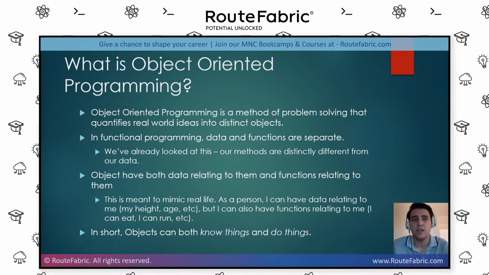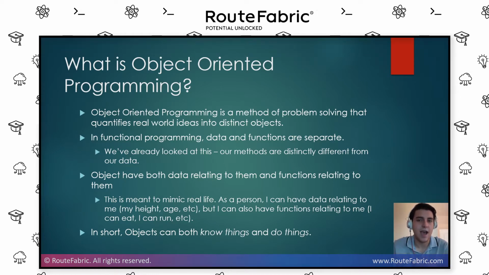Traditionally in functional programming, data and functions are separate. We've already looked at this. Our methods are distinctly different from our data. We have our variables, and then we also have our methods, and those are kept apart from each other, and our methods can act on our data, but they're never really put into the same thing. Well, with objects, objects have both data relating to them and functions relating to them.